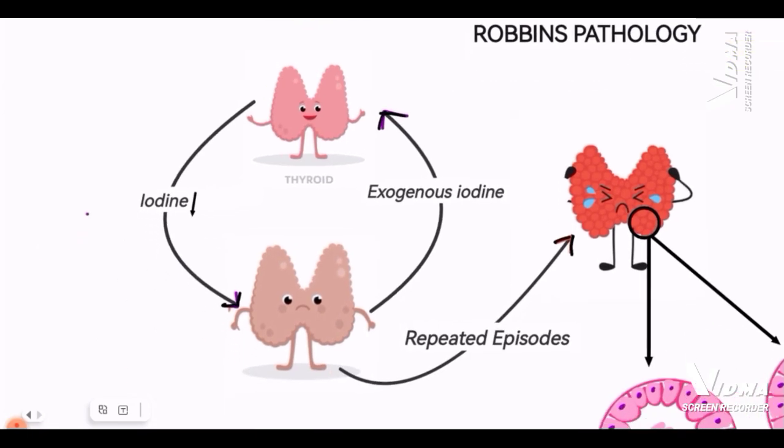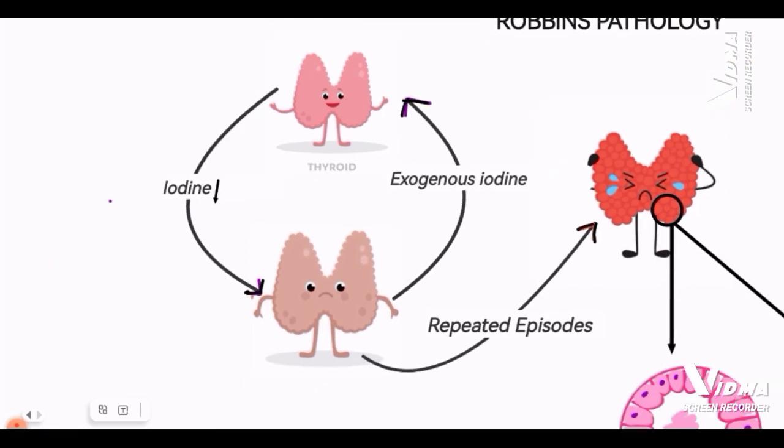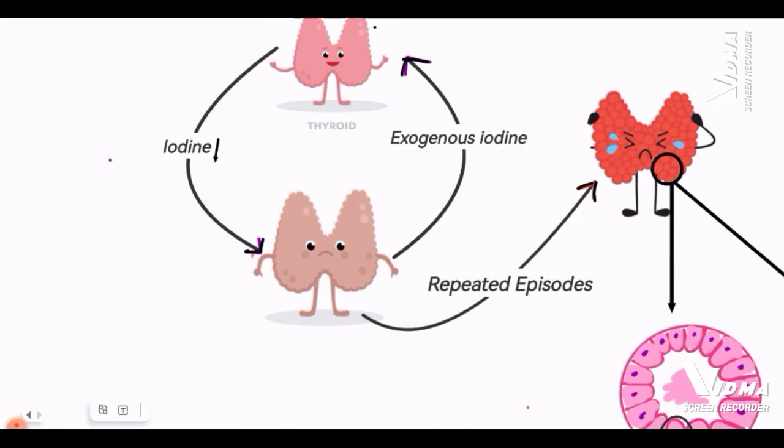Here we are discussing how it develops and what Robbins says about the development of multinodular goiter. This is a normal thyroid gland, which contains many follicles. Usually, follicles are lined by cuboidal epithelium in the normal state. When the gland becomes hyperactive, they change to columnar epithelium.